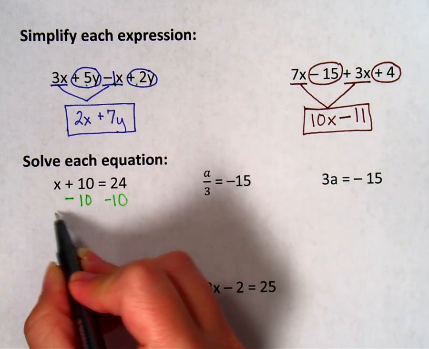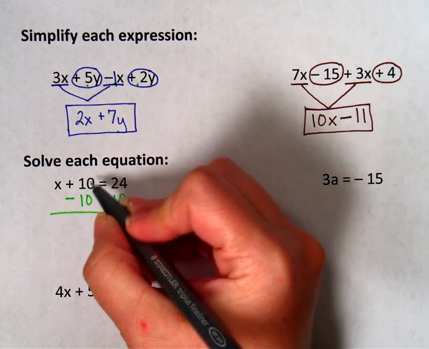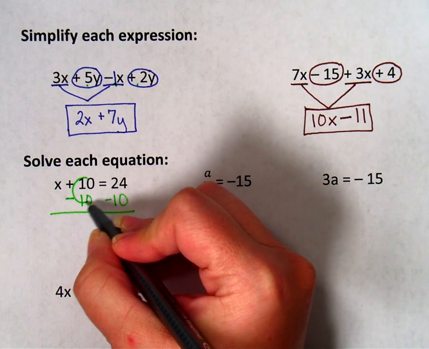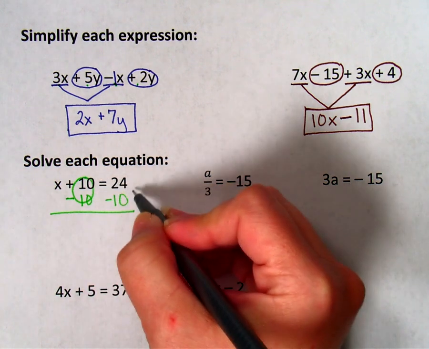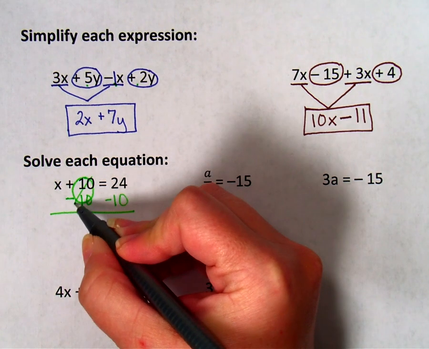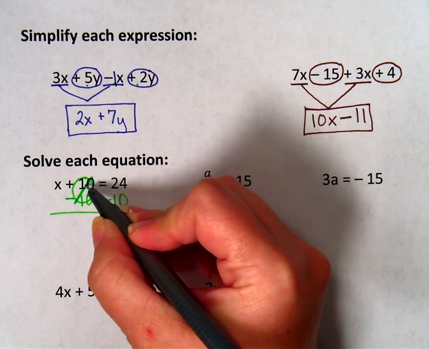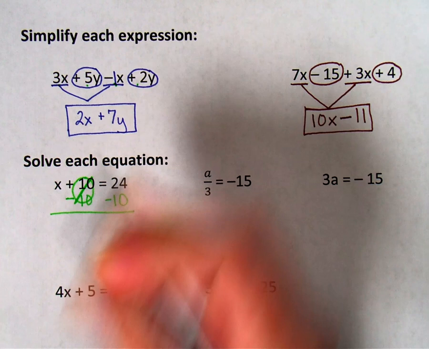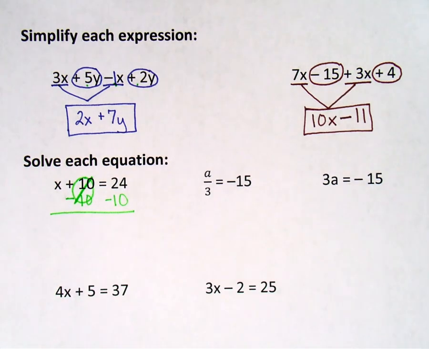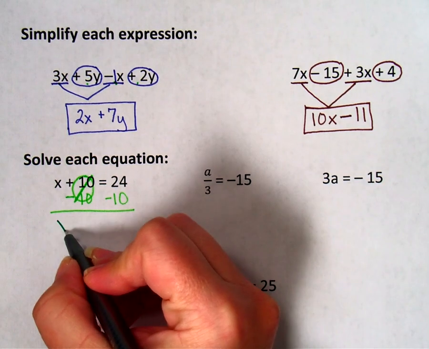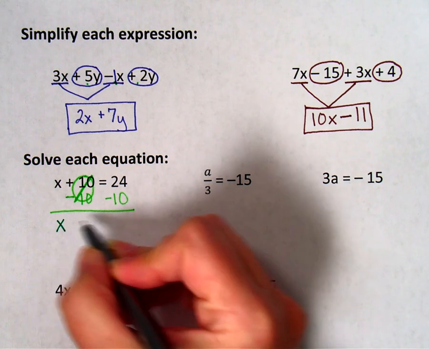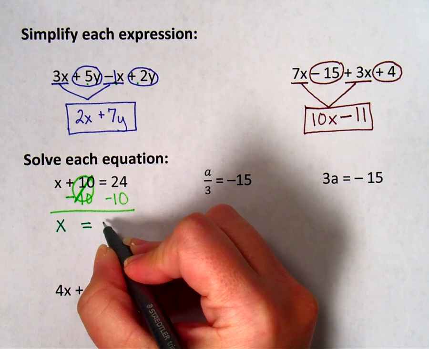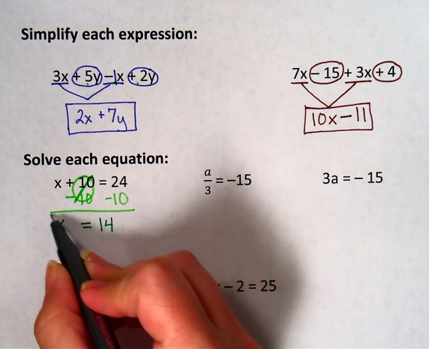When I do that, a lot of teachers will say these cancel out, but I don't like to use that verbiage because I like to remind myself, especially if it ends up on the side all by itself, that really it becomes a 0. Minus 10 plus 10 on a number line puts you at 0, so it's really like a plus 0. So my x comes down, and there's really a plus 0 here, but I don't have to write it. And then 24 minus 10 is 14. So x equals 14.